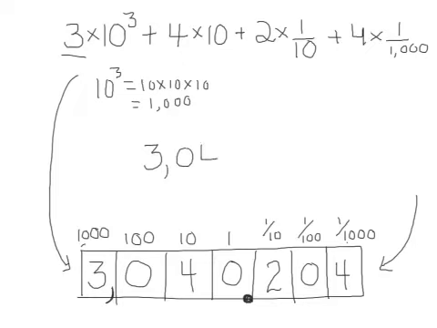3,040 and 204 thousandths, because the 4 is in the thousandths place. So that is always the last word I say, whatever the last digit, the place value of the last digit. So 3,040 and 204 thousandths.